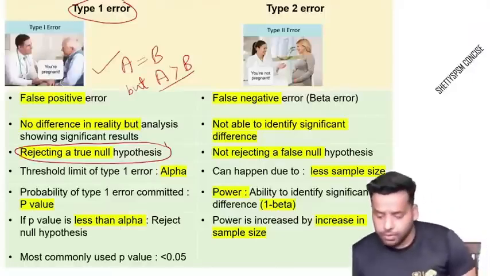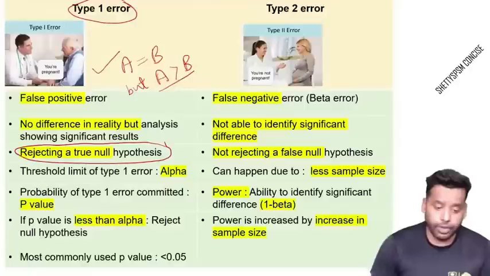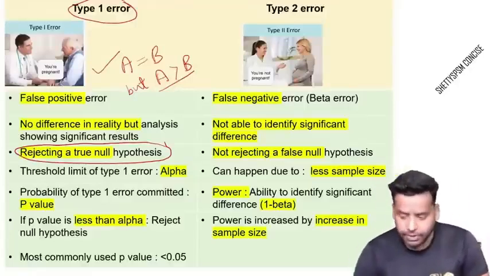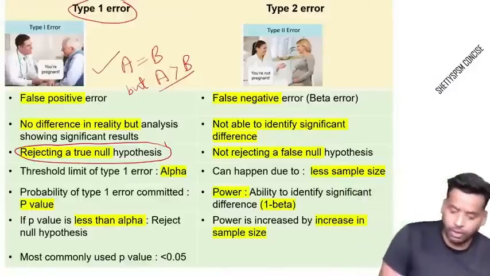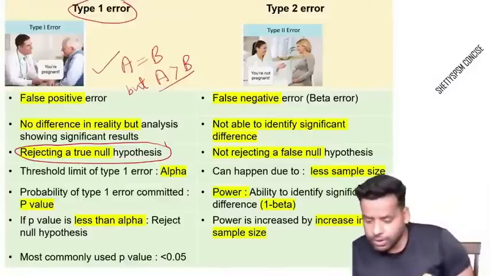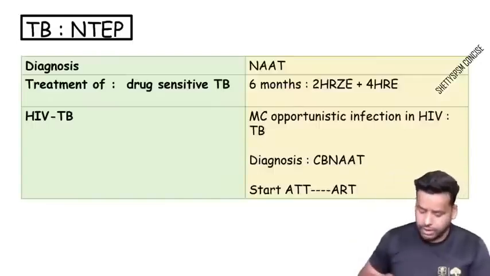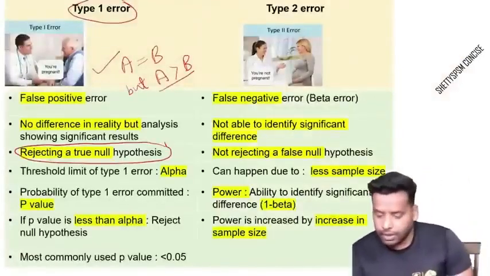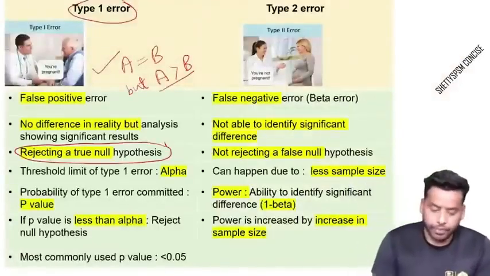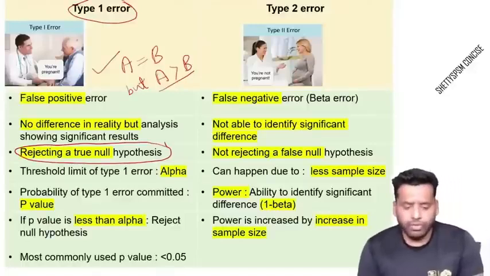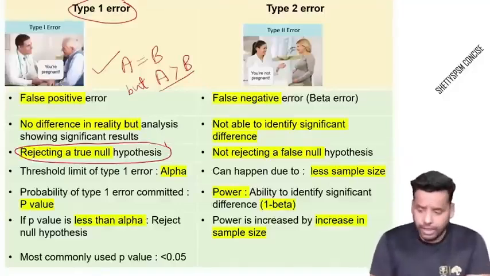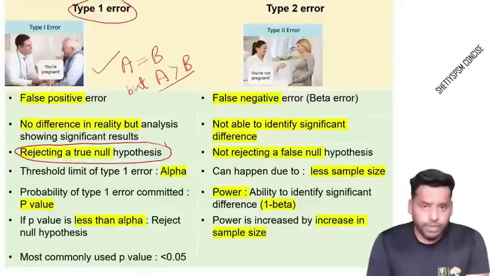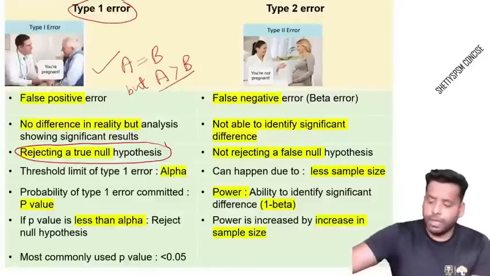Null hypothesis was true. There was no difference, but you are telling there is a difference in your study. This is a false positive error committed in the study. Usually it is very difficult to eliminate this error because it is a statistical error which can happen. Chance error we say. That is why we keep the upper limit.